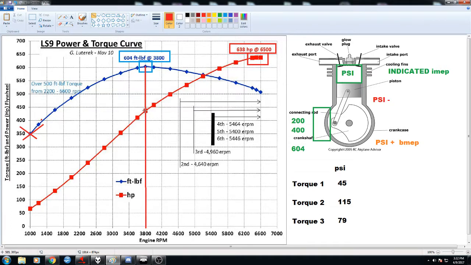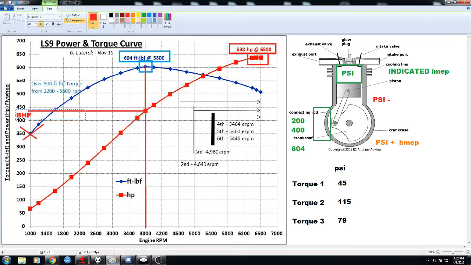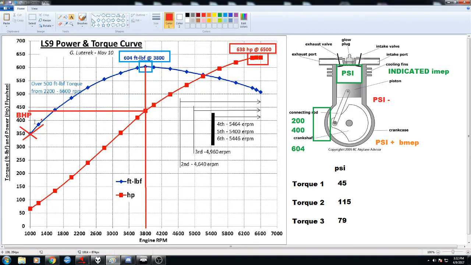And right here, as you can see, we have a measurement down of 440 horsepower. That's brake horsepower, BHP right here. That's how much we got to do the actual work, the pushing and accelerating of the vehicle.